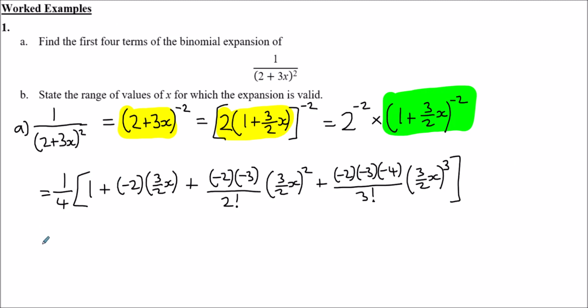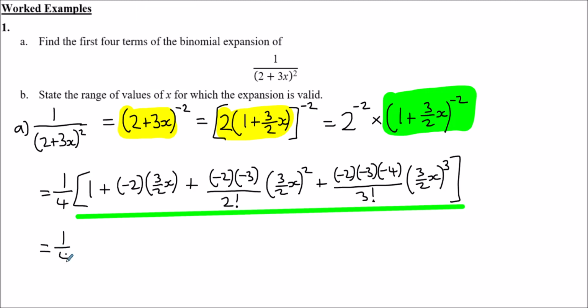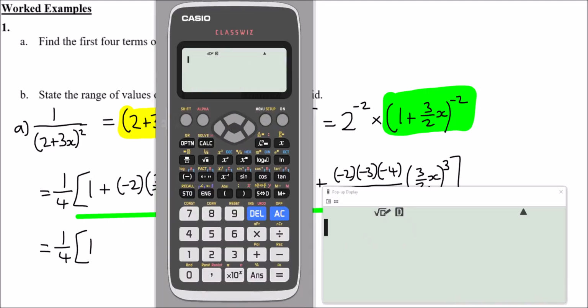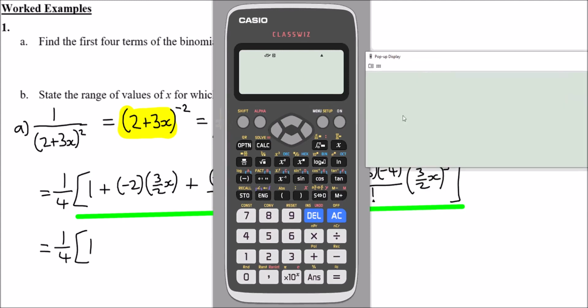So let's just neaten up what we have on the inside of these big squared brackets. All of this thing here in green is this big squared bracket here. I've just rewritten it like so. So I've got a quarter of, well, the first thing, 1 is just 1, obviously, that's easy. Minus 2 times 3 over 2. Let's just check that out. You don't need a calculator to do it, but just to be safe, minus 2 times 3 over 2 is going to give us minus 3. So we have minus 3x.